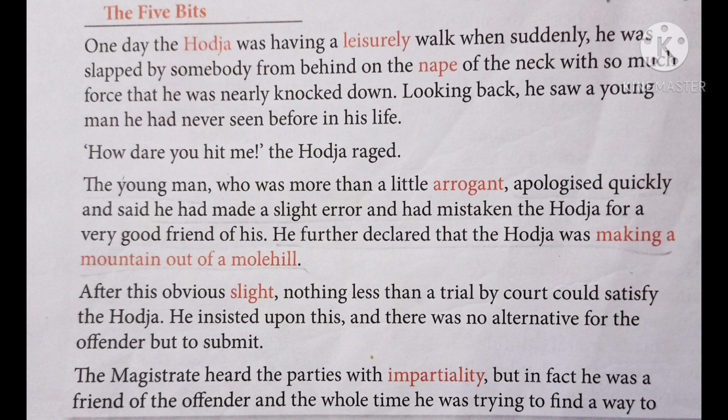Okay, why impartially? Because to give justice, in order to do justice, a judge has to be impartial. He should not be taking any sides. Okay? But this judge turned out to be a friend of the young man who was the offender. And the whole time the trial was going on, he kept trying to find a way to save the young man from this mess. Alright.